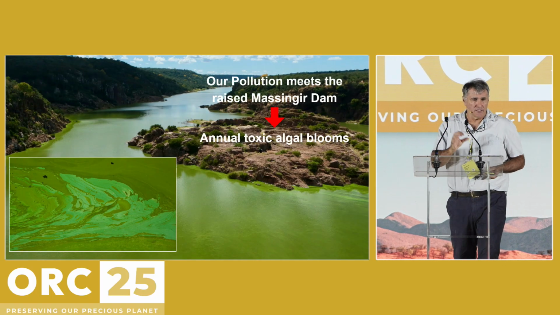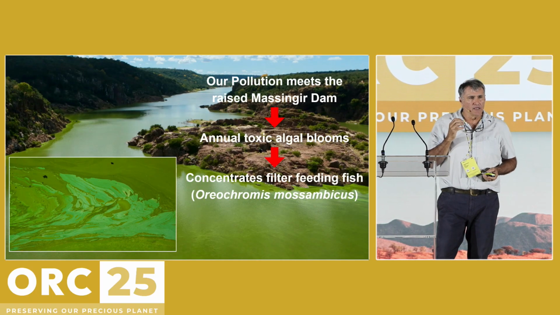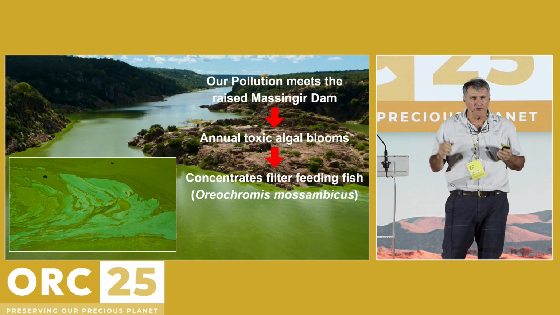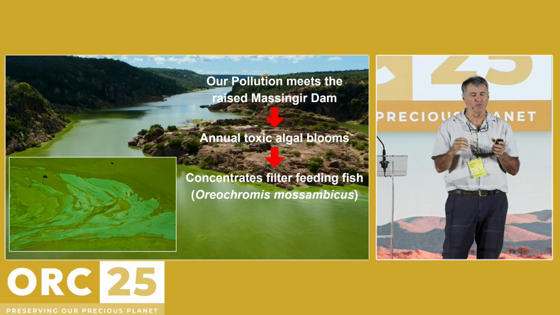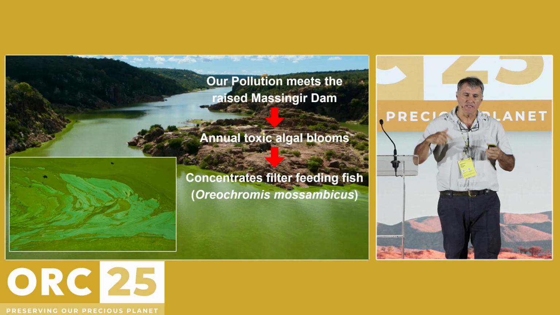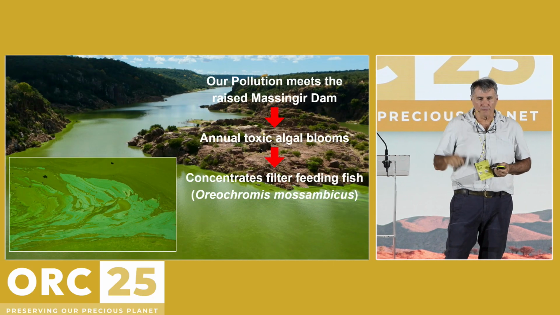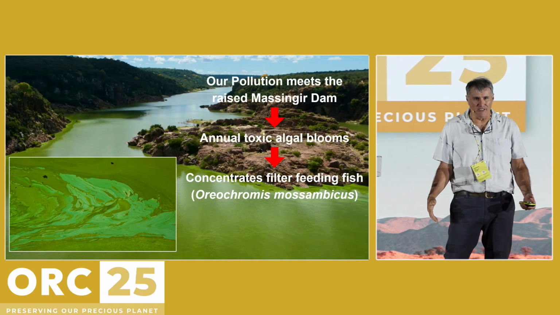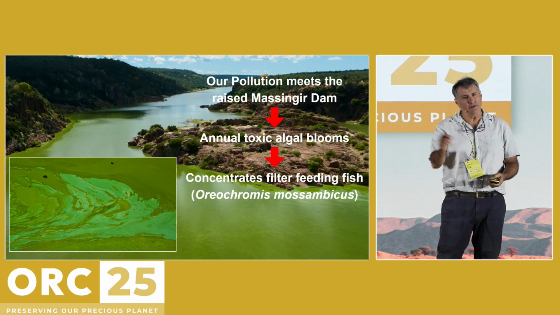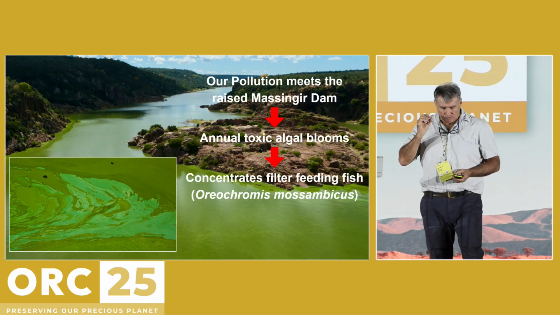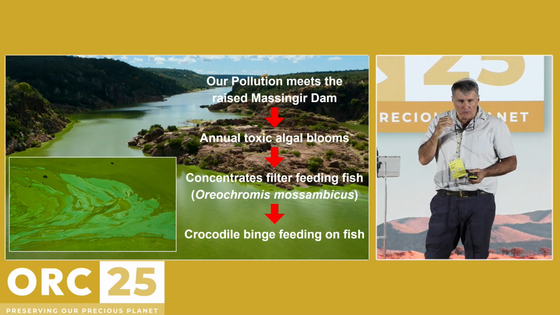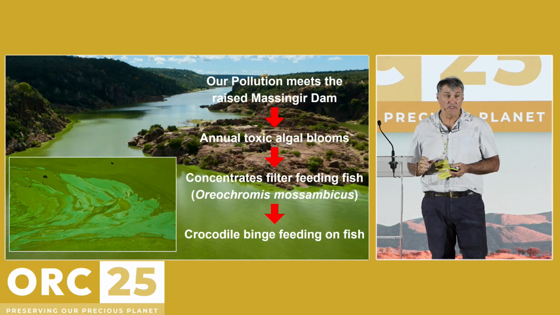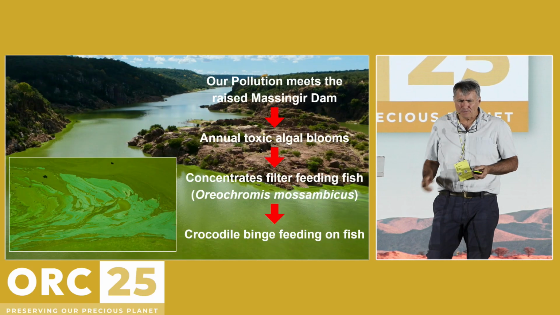This algae is toxic, and the filter-feeding fish love it. So the tilapia, the Oreochromis mozambicus, they migrate into this system, concentrating the fish in this area. They're busy eating the algae, and then the crocodiles just think, well, this is too easy. So many fish in a small area, they eat the fish. So we think that what was happening is that when these algal blooms happen, it concentrated the fish, and the crocodiles were binge feeding on the fish.